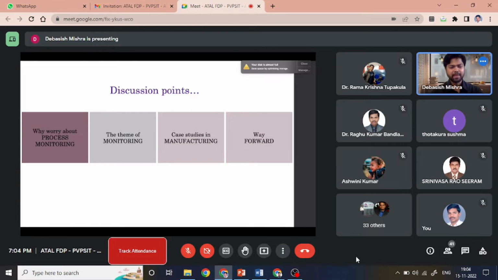The second part would be how we can do the monitoring, how to achieve real-time monitoring and thereby control the process. And in this process, how to make use of the IoT devices, the cloud, the edge devices, and the communication between all those devices. For these examples, I would be using various case studies. These case studies are part of my research work, and they are mostly in the manufacturing domain. And finally, I'd give a way forward to conclude the session.